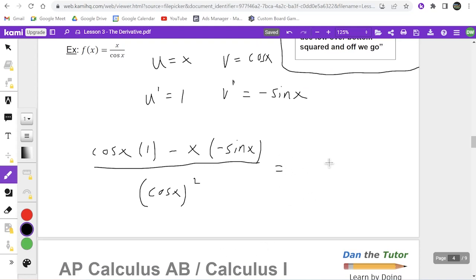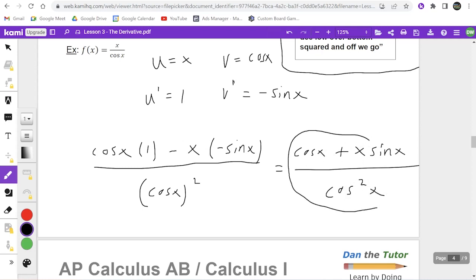Basically what this simplifies to, numerator, cosine x. Double negative here means we get plus x times sine x, divided by cosine squared x, which is technically the better way to write cosine squared x. And that's our final answer. We're happy.